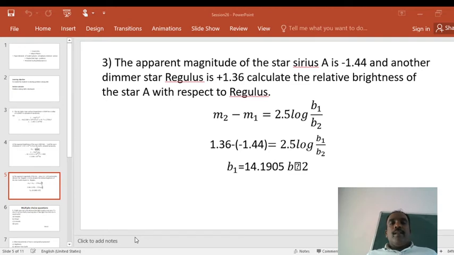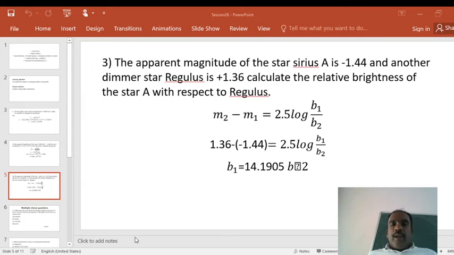Next problem: the apparent magnitude of the star Sirius is minus 1.44, and another, dimmer star Regulus is 1.36. Calculate the relative brightness of the star. Now to calculate the relative brightness of the star, the equation is m2 minus m1 is equal to 2.5 log b1 by b2. This equation gets substituted.